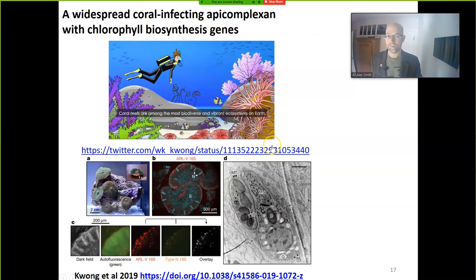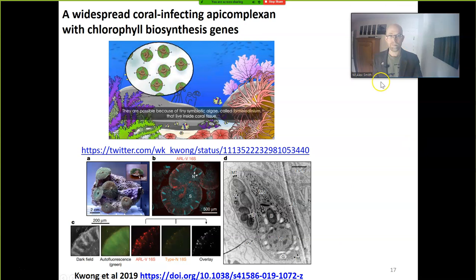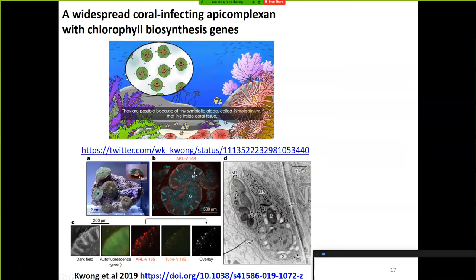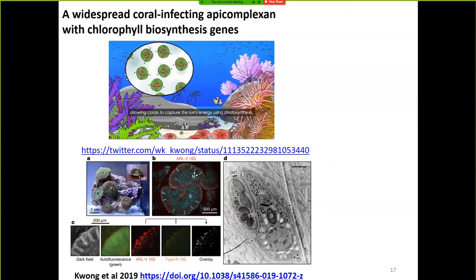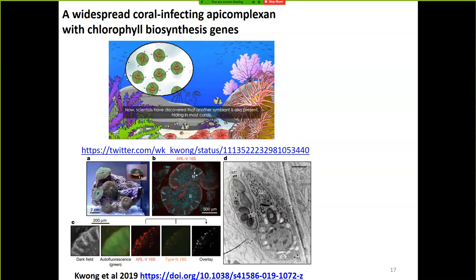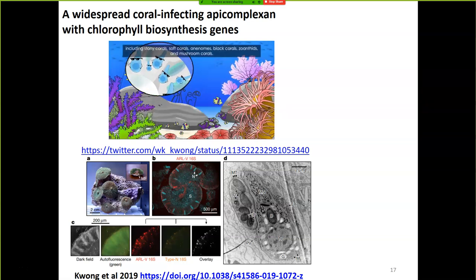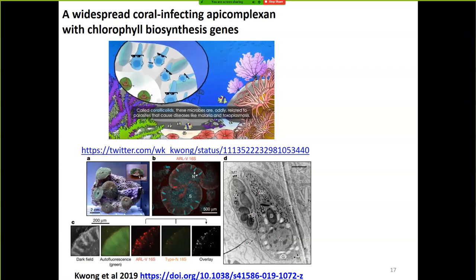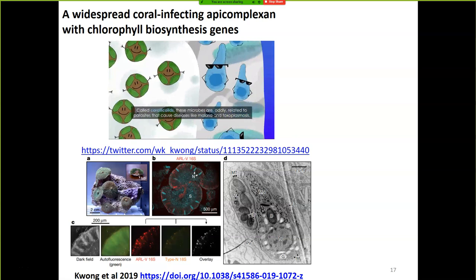Coral reefs are among the most biodiverse and vibrant ecosystems on Earth. They are possible because of tiny symbiotic algae called Symbiodinium that live inside coral tissue, allowing corals to capture the sun's energy using photosynthesis. Now, scientists have discovered that another symbiont is also present, hiding in most corals, including stony corals, soft corals, anemones, black corals, zoanthids, and mushroom corals. Called Corallicolids, these microbes are oddly related to parasites that cause diseases like malaria and toxoplasmosis.